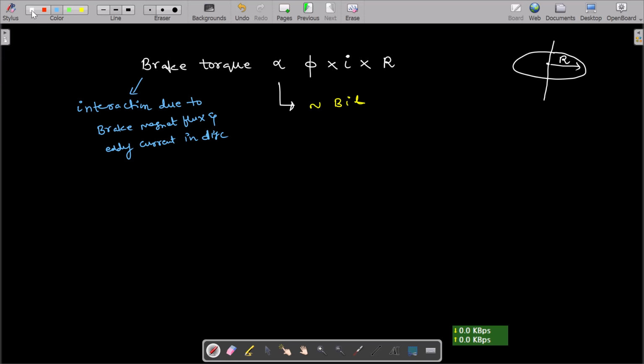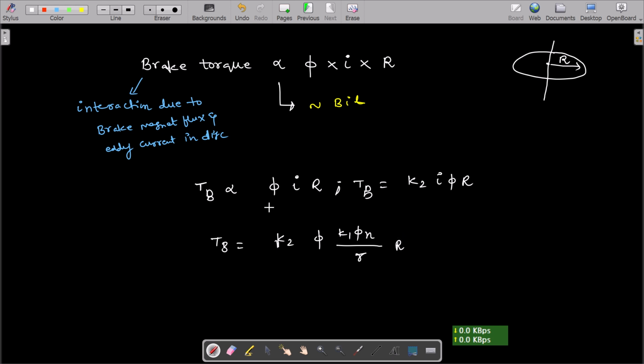Now that braking torque TB will be proportional to phi, I and R, and TB can be written with one proportionality constant, K2 into I, phi and R. Now substitute that value of I in the above equation, then TB will be equal to K2 phi, and substitute the value of I as K1 phi N divided by small r into capital R. Now the expression for braking torque TB will be equal to K1 K2 phi square N divided by r into capital R.